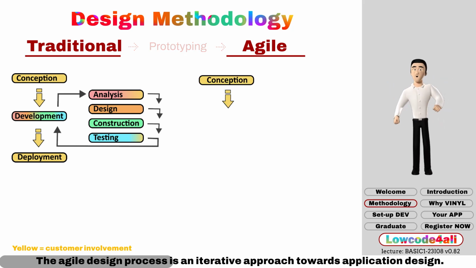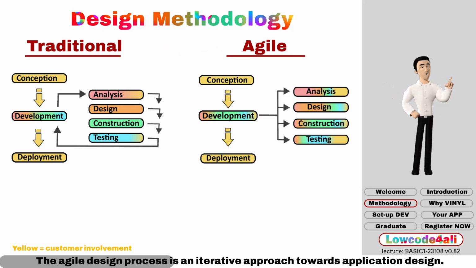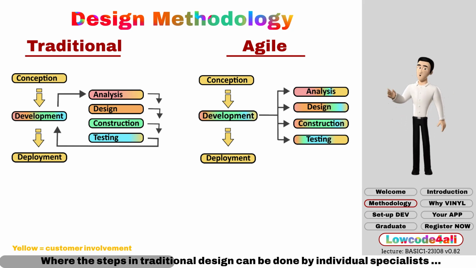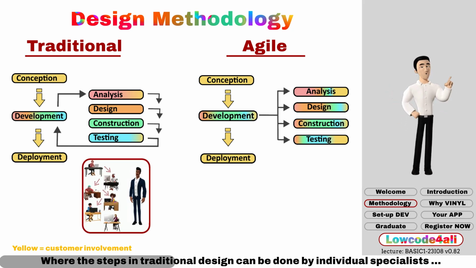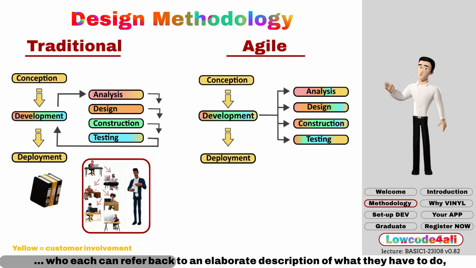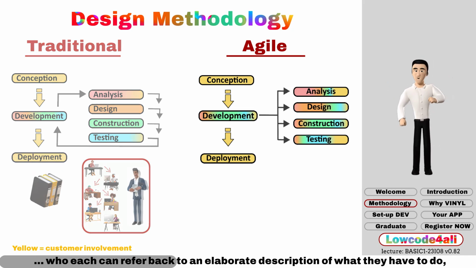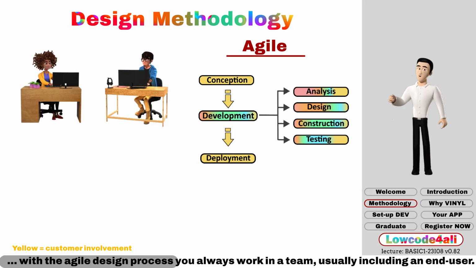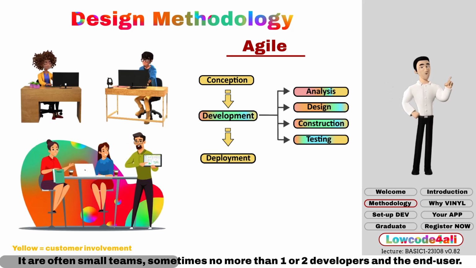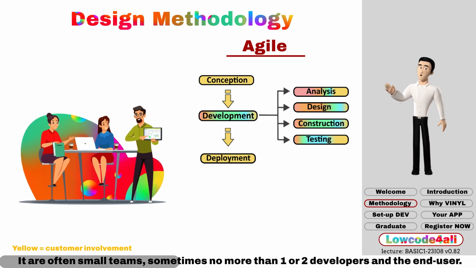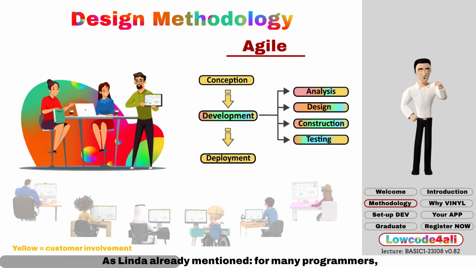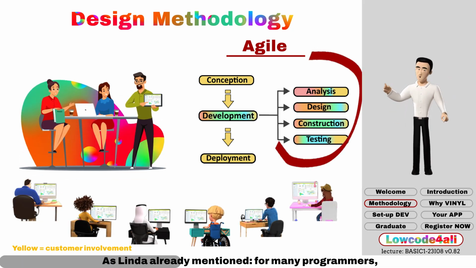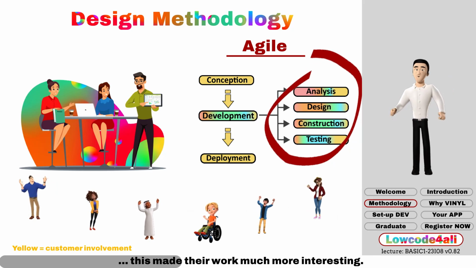The agile design process is an iterative approach towards application design, whereas in traditional design the steps can be done by individual specialists who each can refer back to an elaborate description of what they have to do. With the agile design process, you always work in a team, usually including an end user. It is often a small team, sometimes no more than 1 or 2 developers and the end user. As Linda already mentioned, for many programmers, this made their work much more interesting.